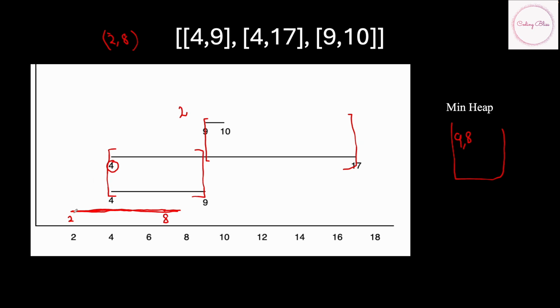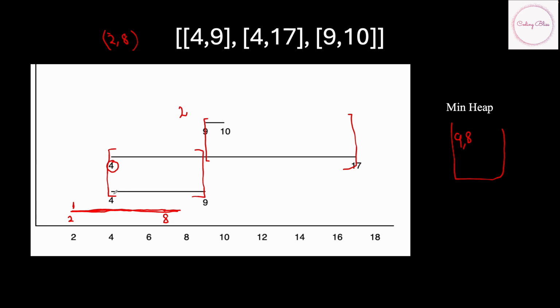Okay, so at first the heap was empty, so when I saw 2 8, we just insert 8. So that means at this point we just need 1 meeting room. We can just use the heap size to determine that.